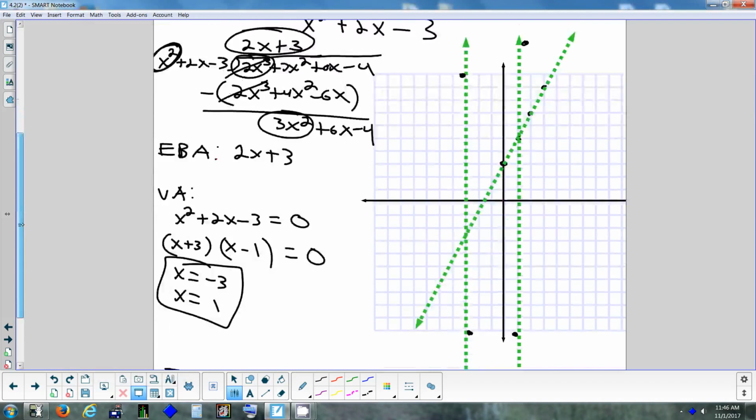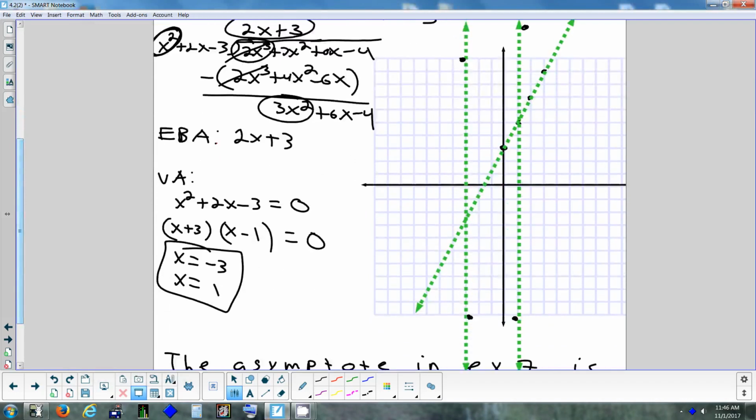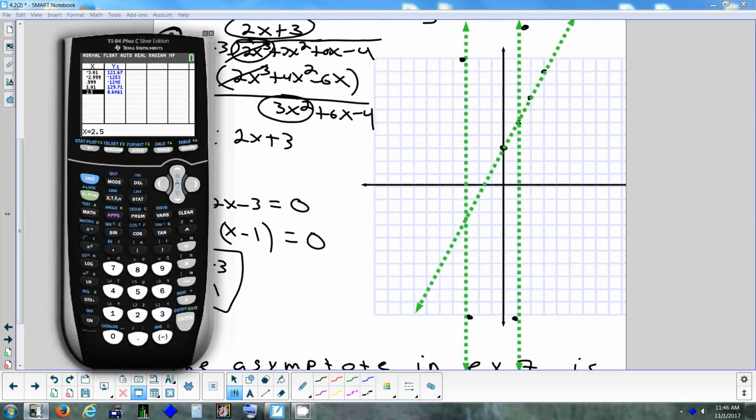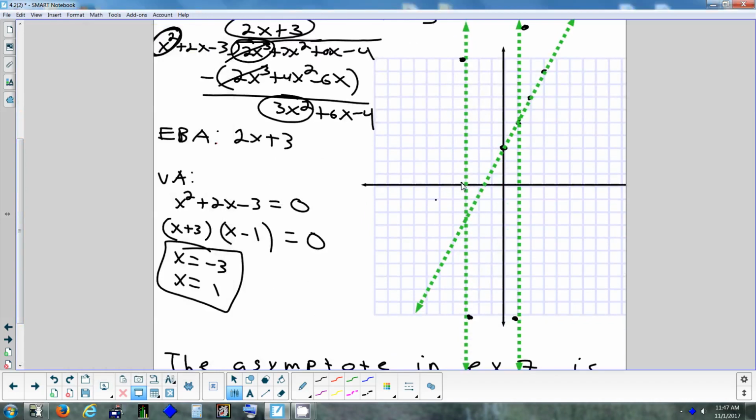Okay, now I'm going to check negative 10, because that's just a point on the edge of my graph. That's the only reason I'm checking it. Negative 10, I'm off my graph. Let's try negative 5. That's on my graph. So at negative 5, I'm at negative 6.5, about right there.